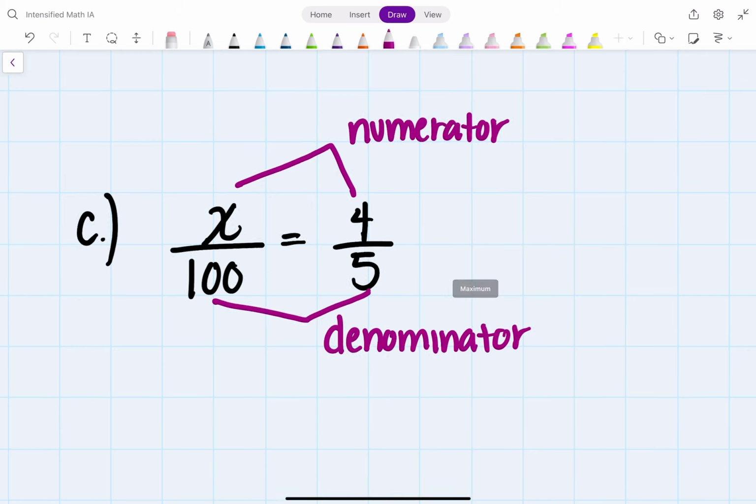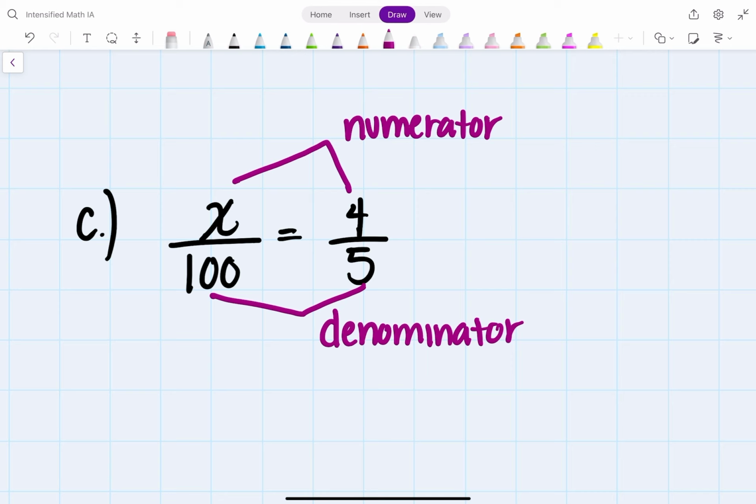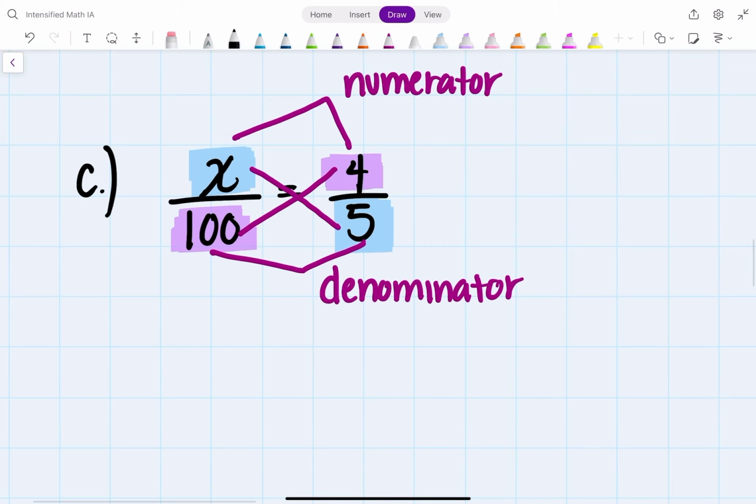So when it comes to solving for proportions in this case, guys, there's two methods, but one of them is the one that I'm showing you now, where we use cross multiplication. I'm gonna go ahead and multiply the numerator of the first fraction by the denominator of the second fraction, and I'm gonna repeat that with the denominator of the first fraction by the numerator of the second. So we cross multiply, right? This x to 5 and then 4 to 100. So let's go ahead and show that. I have x times 5 is equal to 100 times 4.